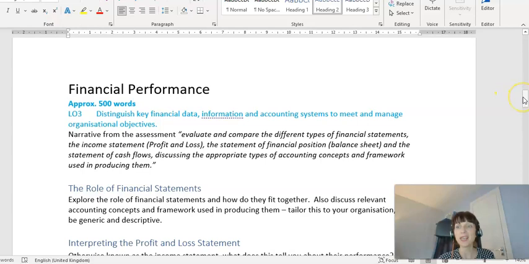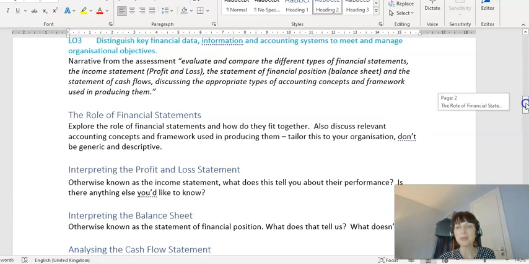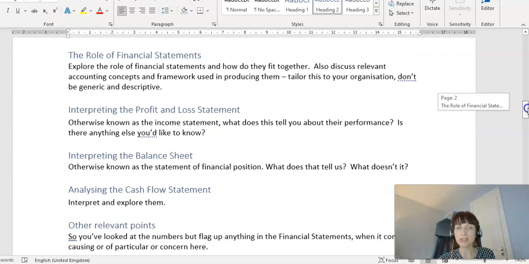So have a look in the narrative on their financial statements, because that will include information as to what they're adhering to. And then in this one, we're interpreting the 3 financial statements: the profit and loss or the income statement, what the balance sheet tells us, and the cash flow statement. So we're going to have 3 subsections there. We're looking at what it tells us about their performance, but also what it doesn't tell us as well. So we're ideally going to be quite critical here rather than just narrative.